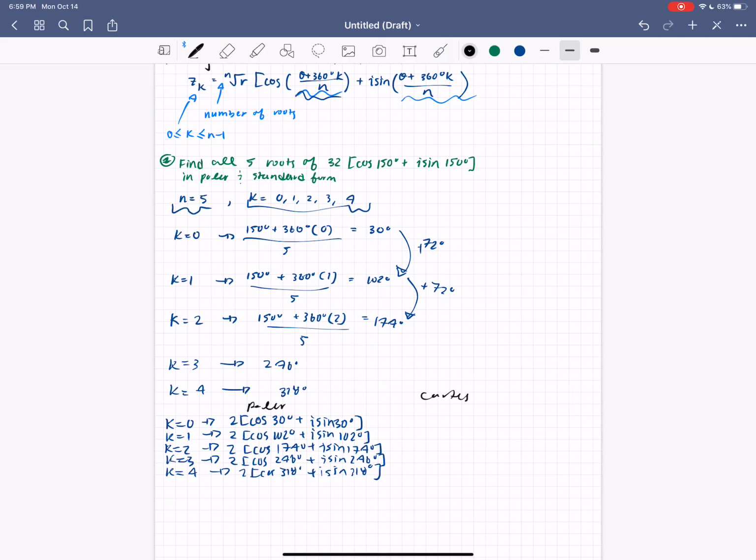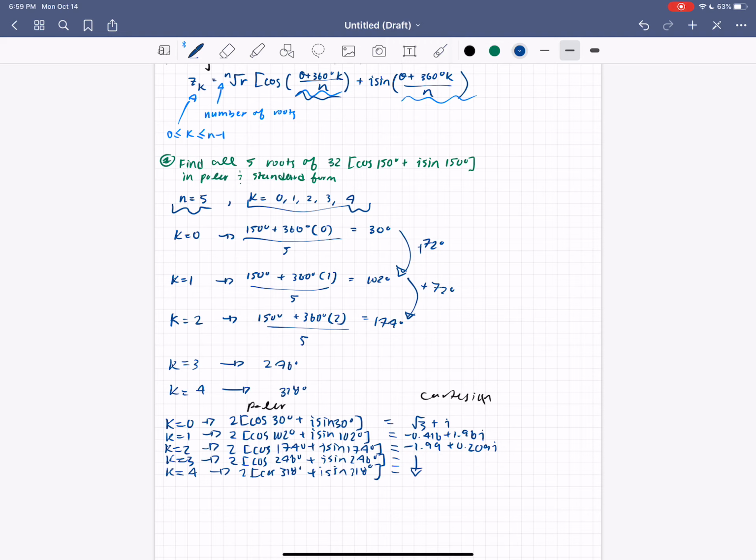To find in Cartesian form, you just evaluate and expand. So if you evaluated and expanded these values and you plugged it into a calculator, you'd have root 3 plus, I believe, I. Then you'd have negative 0.416 plus 1.96i. Here you would have negative 1.99 plus 0.209i, and so on and so forth.